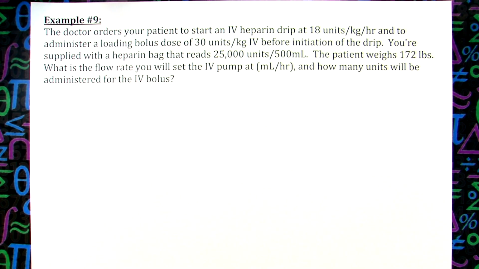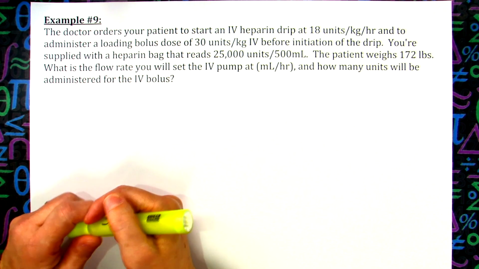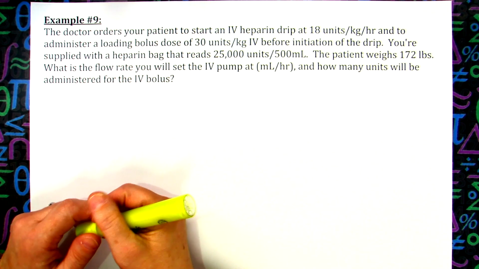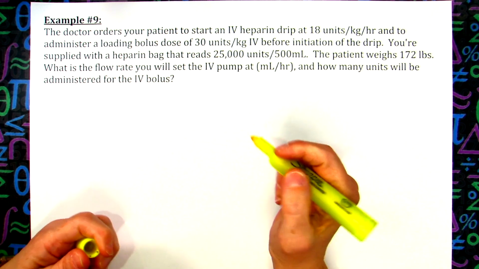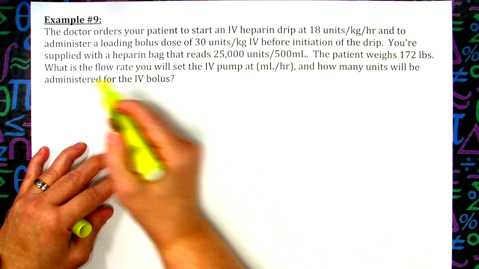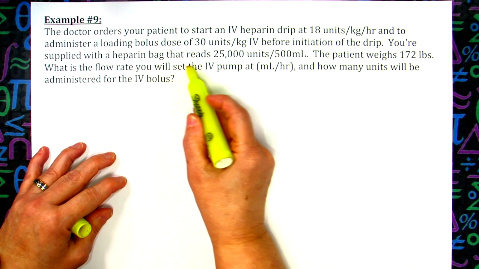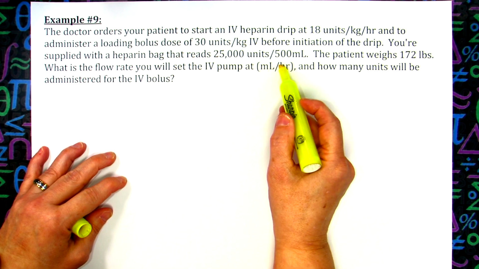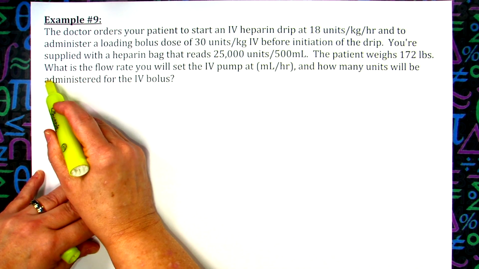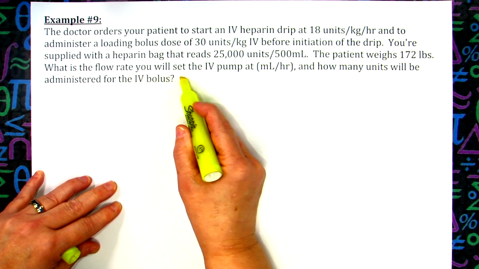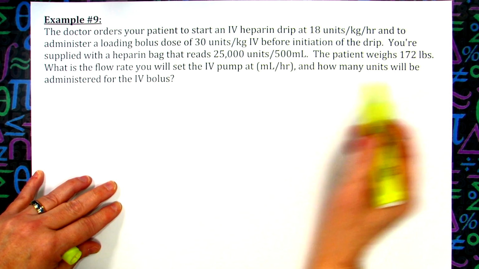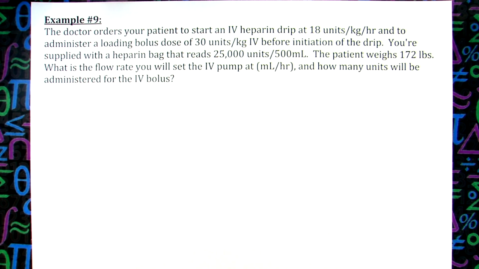Example 9. The doctor orders your patient to start an IV heparin drip at 18 units per kilogram per hour and to administer a loading bolus dose of 30 units per kilogram IV before initiation of the drip. You're supplied with a heparin bag that reads 25,000 units per 500 milliliters. The patient weighs 172 pounds. What is the flow rate you will set the IV pump at? That'll be milliliters per hour.